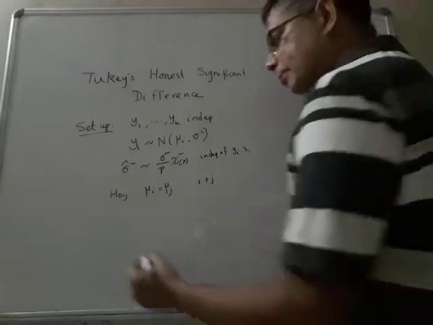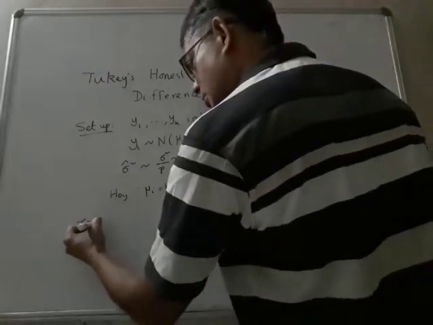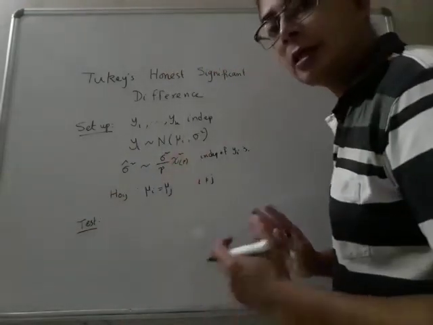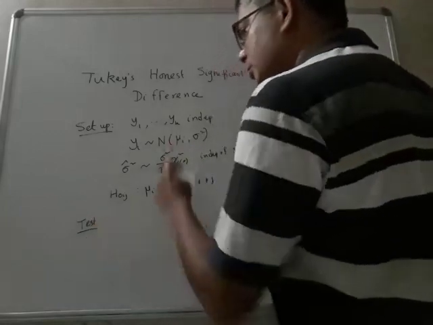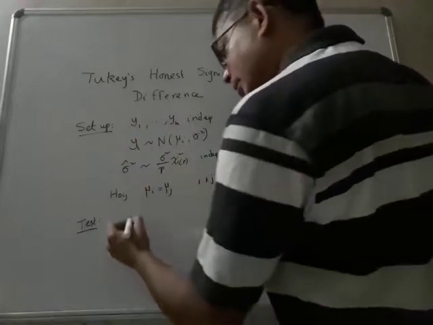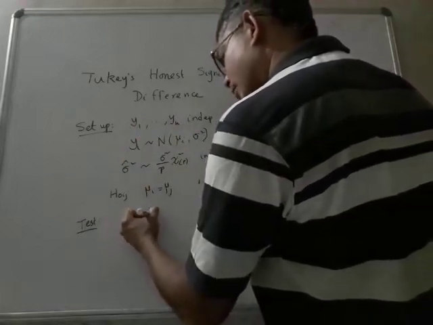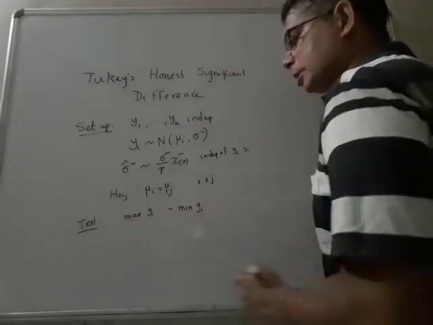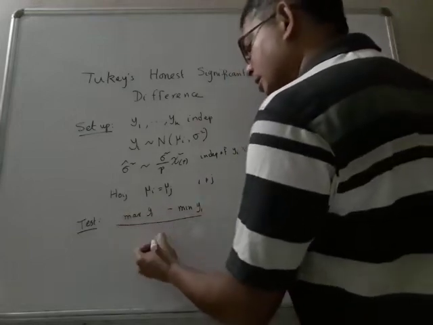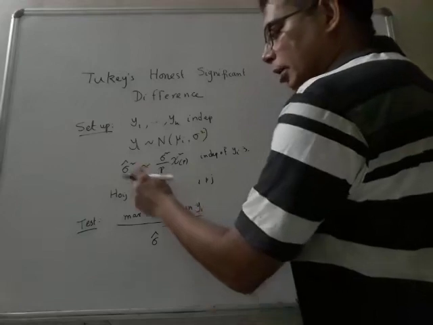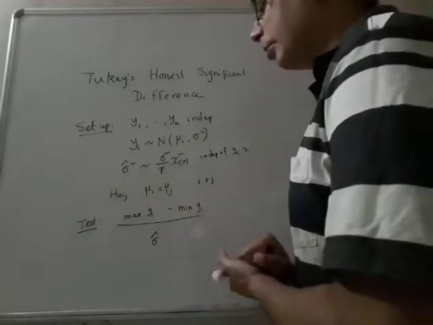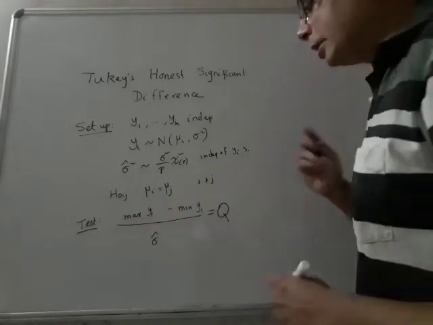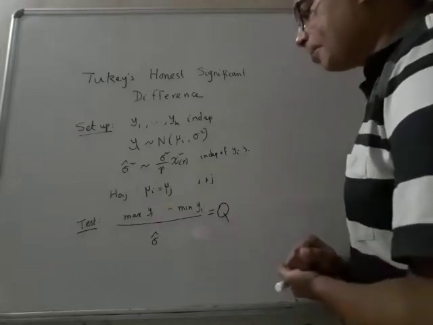Now the technique is the following. So this is the test. What you do is you compute the studentized range. So the studentized range is you compute the range of these things. The range of these things is maximum of the yi's minus minimum of the yi's. That's the range. Studentize it, that is divided by sigma hat, which is square root of sigma square hat. This is generally denoted by the letter Q. So that's your test statistic. You are going to test based on that.